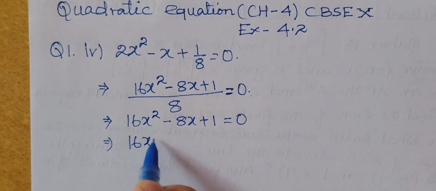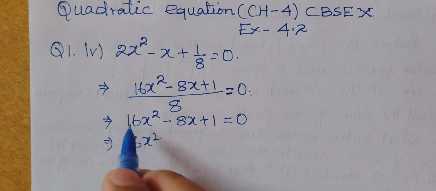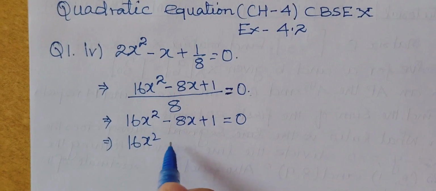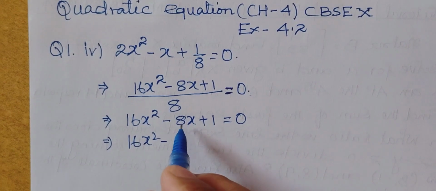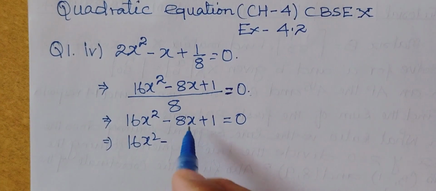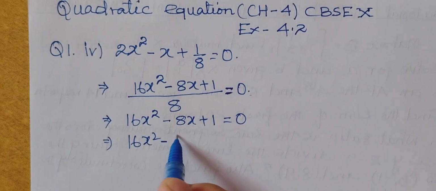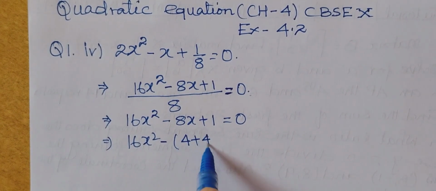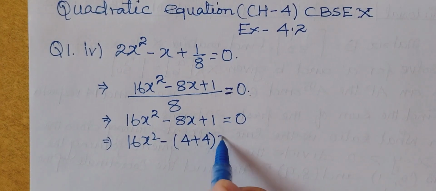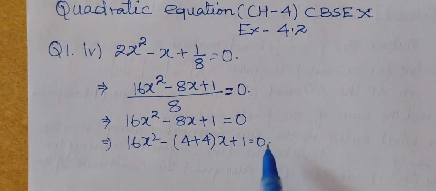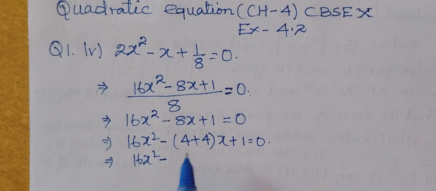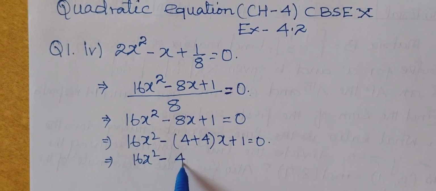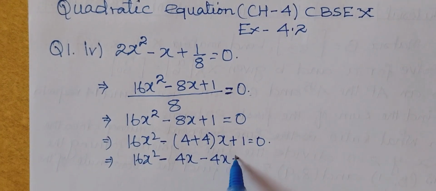This is your 16x square, this is your a, and this is your c. A into c, that is 16 ones are 16. We have to search two numbers that in case of addition should be 8, and the product of those two numbers should be 16. So we are considering here 4 plus 4, because 4 4s are 16 and 4 plus 4 is your 8 plus 1 equal to 0. 16x square minus 4 into x, that is 4x, plus into minus into plus, that is minus 4x plus 1 equal to 0.